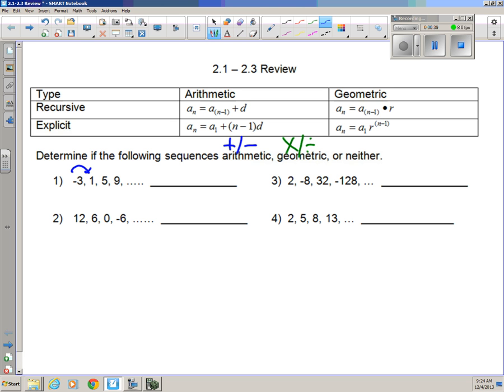In this case, when I get from 3 to 1 and from 1 to 5 and from 5 to 9, I can see that I'm adding 4 from the previous term to the next term. This would be considered arithmetic. On number 2, as I go from one term to the next, I can see that from 12 to 6, from 6 to 0, and 0 to -6, I'm subtracting 6 from the previous term. That's also arithmetic.